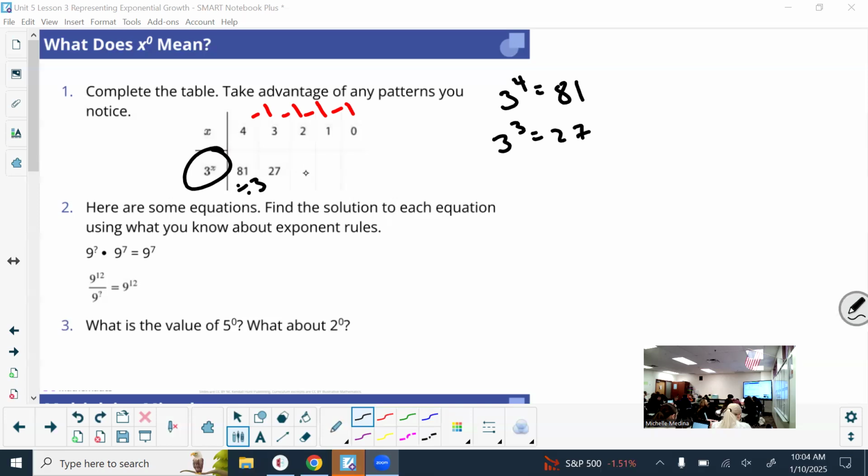But also, if you were to continue this pattern that Merle noticed of dividing by 3, what is 27 divided by 3? And guess what? 3 to the second power is 9, right? What's 9 divided by 3? And what's 3 divided by 3? So 3 to the power of 1 is 3. 3 to the power of 0 is 1. Questions? Does that make sense?